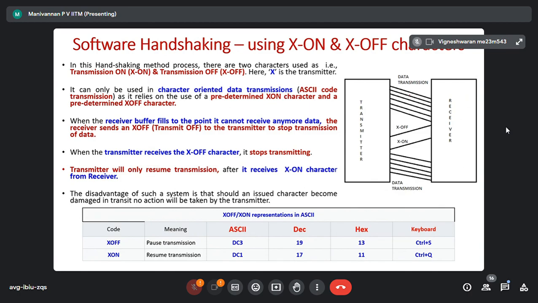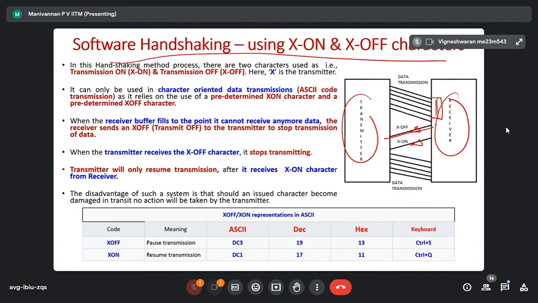First, the transmitter sends the data and it fills the buffer. If the buffer is full, the XOFF character will be sent to the transmitter. So this stops transmission. Once the buffer is cleared, again it will send XON. So please send. XON means again send the data. By sending XON and XOFF, the receiver controls the data transmission. This is called software handshaking.